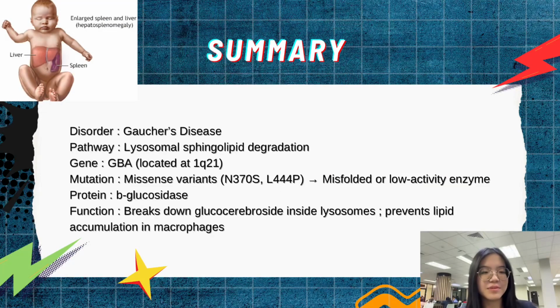Now I'm going to summarize our presentation for today. Gaucher's disease is caused by mutation in the GBA gene on chromosome 1q21, and these mutations commonly produce a misfolded or low activity form of beta-glucosidase. This enzyme normally breaks down glucosylceramide inside lysosomes. When it fails, the lipid accumulates inside macrophages, leading to organ enlargement and the clinical features we see.